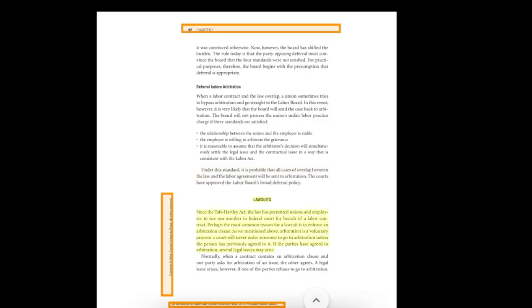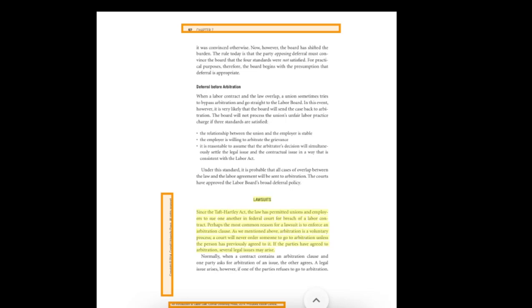Lawsuits. Since the Taft-Hartley Act, the law has permitted unions and employers to sue one another in federal court for breach of a labor contract. Perhaps the most common reason for a lawsuit is to enforce an arbitration clause. As we mentioned above, arbitration is a voluntary process. A court will never order someone to go to arbitration unless the person has previously agreed to it.